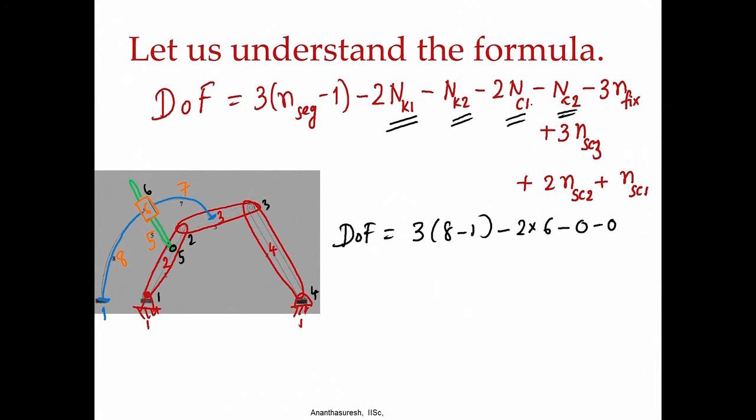Okay. So, NK2, NC1 and then NC2 minus 3 times N fix. Fixed connections are there: there is 1 over here, 1 over here, 1 over there, 1 over there, meaning the 2 elastic segments are welded to, for example, elastic segment 7 is welded to 3 as well as 6, elastic segment 8 is welded to fixed frame 1 as well as 6. Okay. So, we have 4 fixed connections.